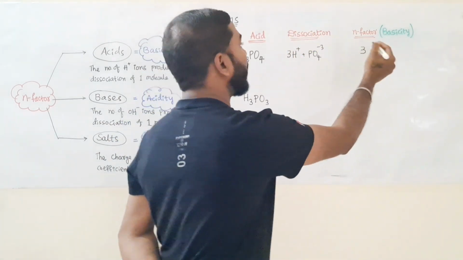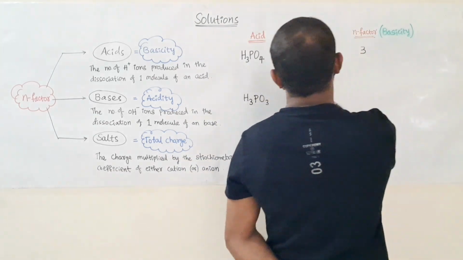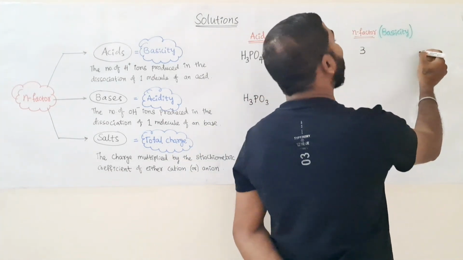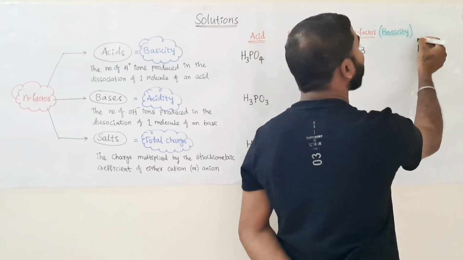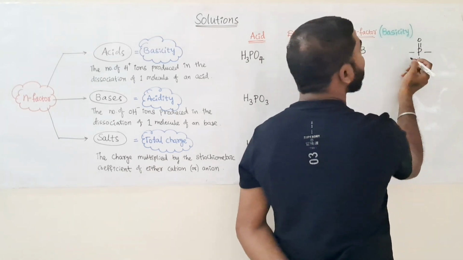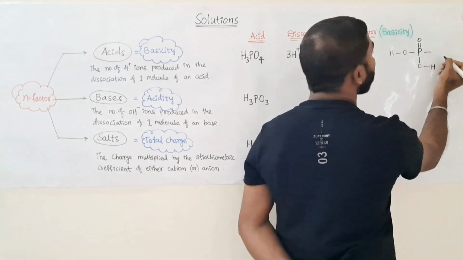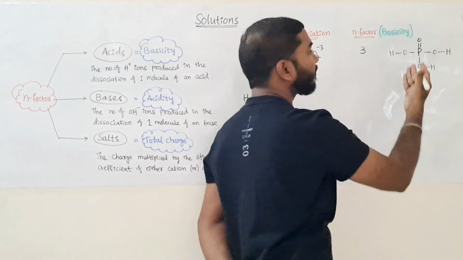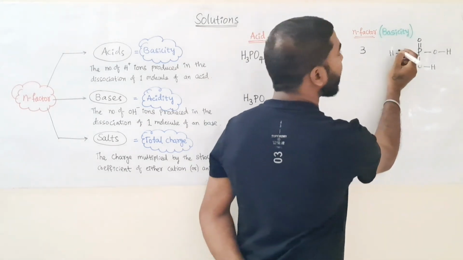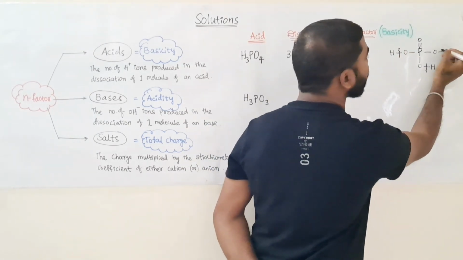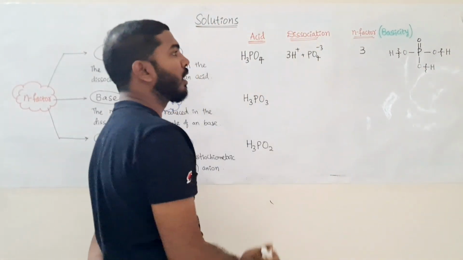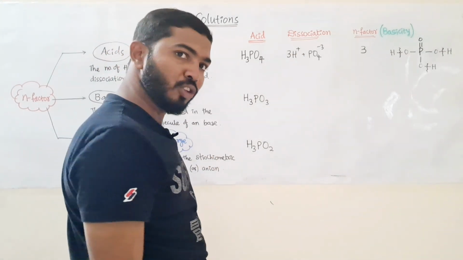Now if you try to draw the structure, the phosphorus group number is 5A, so the maximum number of bonds we can expect is 5. And now this is the proper structure. If you observe here, the H3PO4 structure is this. All 3 hydrogens are attached to the oxygens, so all of them are able to undergo dissociation.